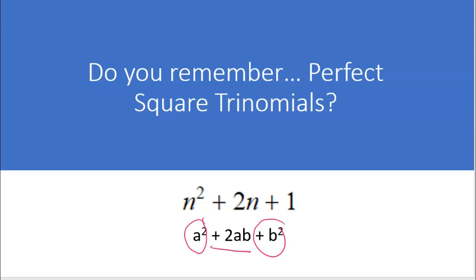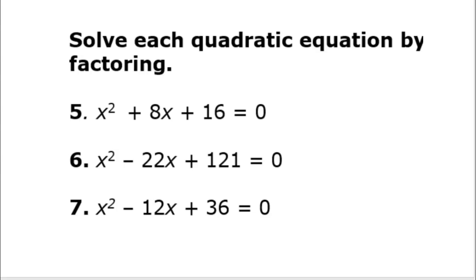Okay, so we got a squared, we got b squared, so we could take the square root of a, the square root of b, multiply it by 2, and we have our perfect square trinomial, right? Do you remember that? So let's factor these just so that we can refresh our memory.